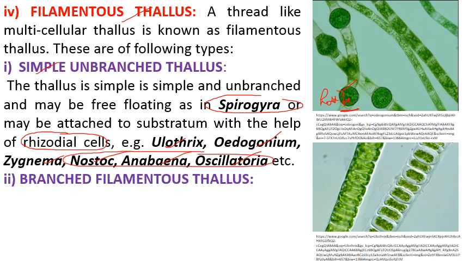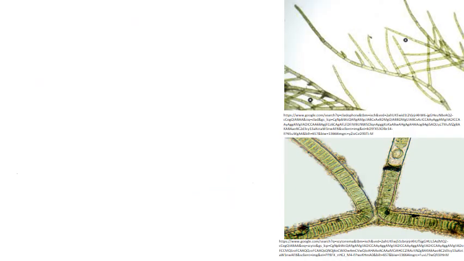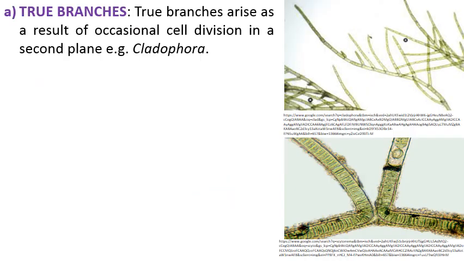The next comes branched filamentous thallus. As the name indicates, the thallus gives rise to lateral outgrowths or branches which may be true or false branches. Firstly comes true branches. True branches arise as a result of occasional cell division in second plane. For example, we have Cladophora.